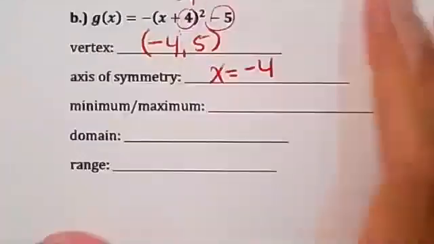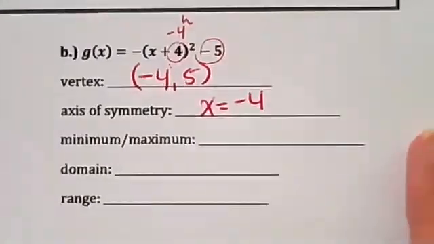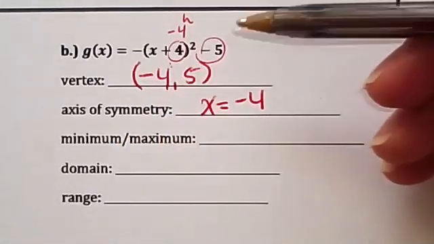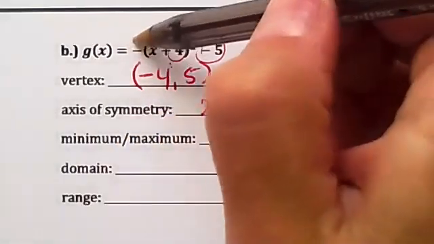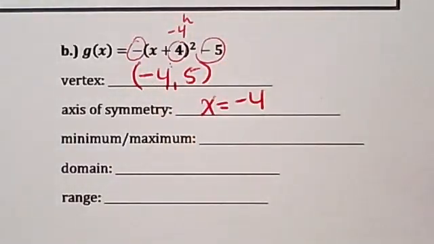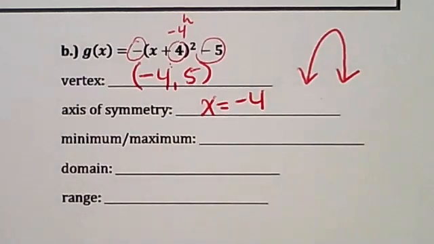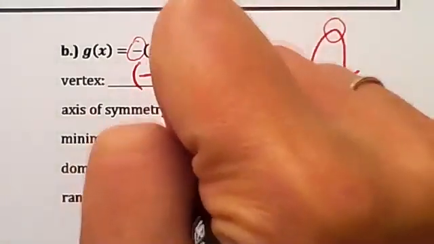Okay, so now we have to think about if it has a minimum or a maximum. Remember, for minimum or maximum, you want to think about, does it open up or does it open down? See how this one has a negative in the front? So that one would open down. I like to sketch a little parabola that's opening down, just so visually I can wrap my head around what all these are. If it opens down, it would have a high point, right? So that's a maximum.